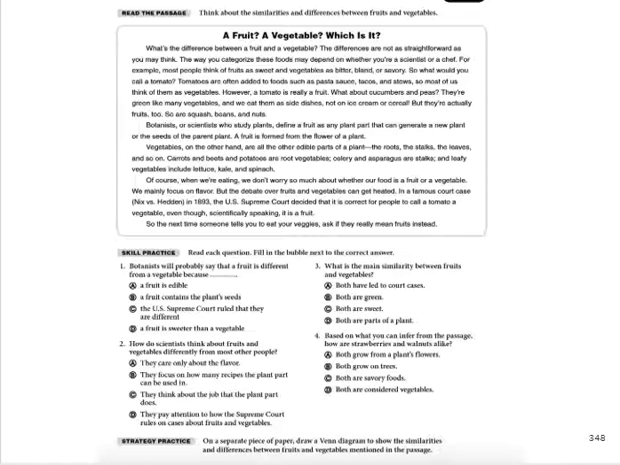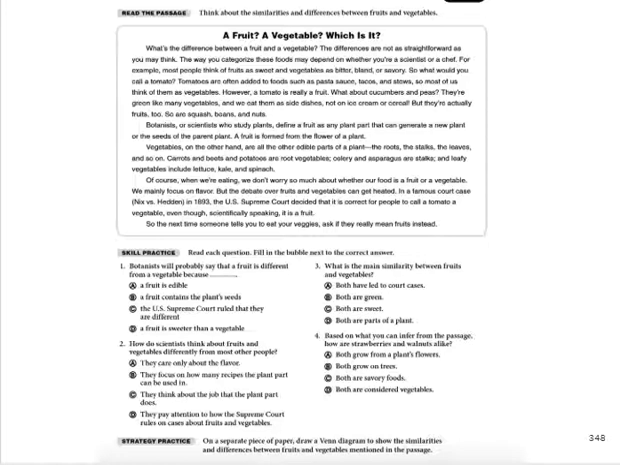Of course, when we're eating, we don't worry so much about whether our food is a fruit or a vegetable. We mainly focus on flavor, but the debate over fruits and vegetables can get heated. In a famous court case, Nix versus Hedden in 1893, the United States Supreme Court decided that it is correct for people to call a tomato a vegetable, even though, scientifically speaking, it is a fruit. So, the next time someone tells you to eat your veggies, ask them if they mean fruits instead.